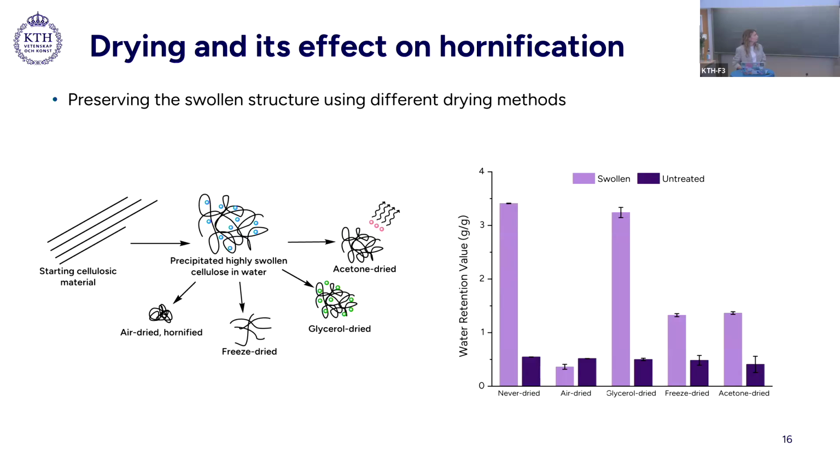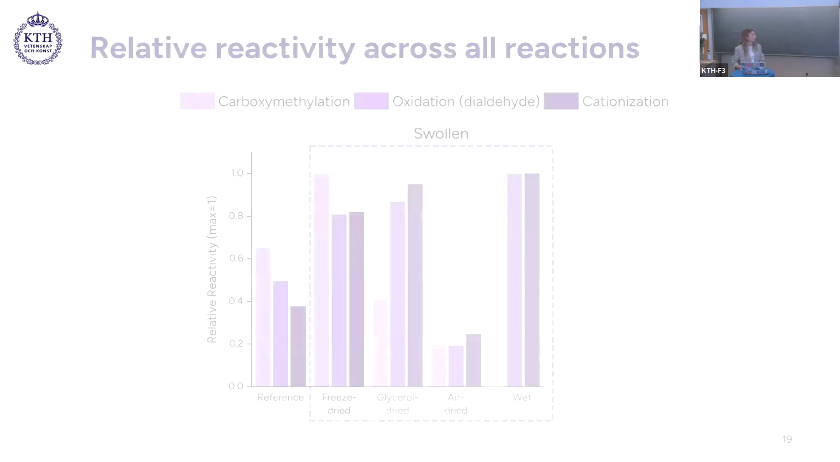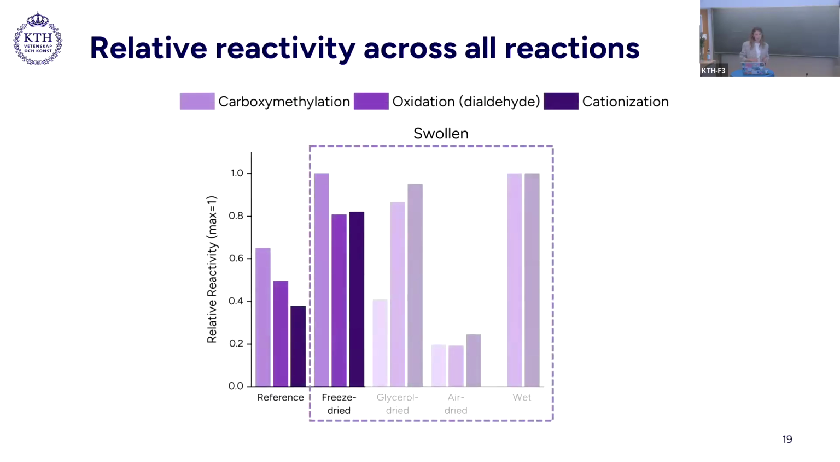And now I will show how reactive the materials are after the drying methods. To be able to compare them, I mentioned that we measure different things. So I normalized the values so that we can compare them with each other, because we have 3 different reactions and we measure reactivity in different ways. For the freeze-dried material, I could see that it's more reactive in all 3 reactions. So for carboxymethylation, oxidation, and cationization, we get a higher reactivity compared to the reference, untreated material.